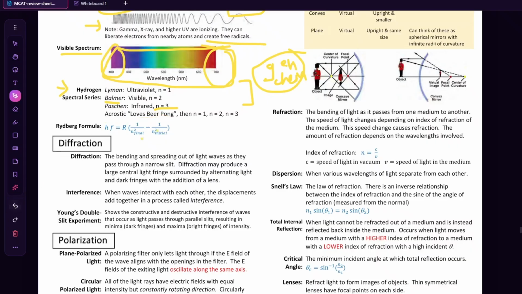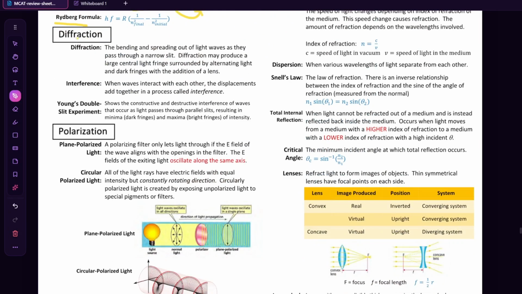Love's beer pong is a way to help you memorize the hydrogen spectral series. And lastly, this Rydberg formula here lets you calculate the exact energy. This is related to chemistry as well. Exact energy and therefore the exact frequency of light released or absorbed when the electron jumps between the energy levels. So the idea is that the bigger the jump between energy levels, the more energetic and the higher the frequency of the light that comes out of it.